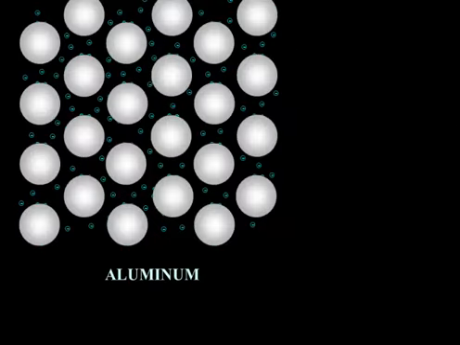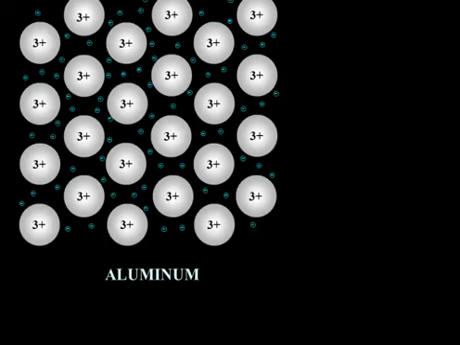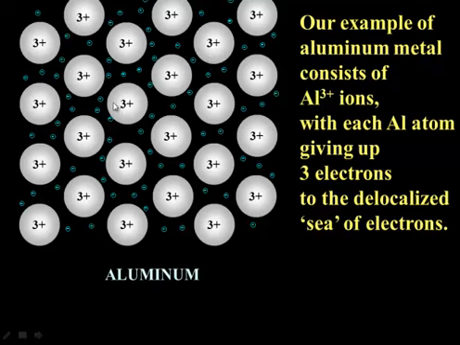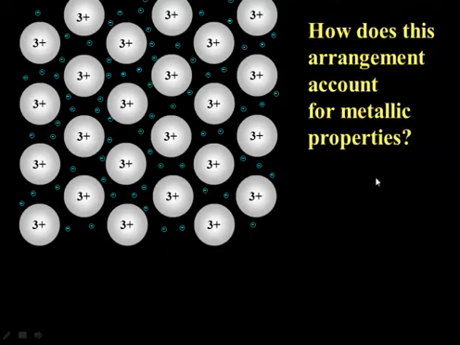Now we can start changing the model as indicated in the previous slide. The aluminum 3 plus cation will be surrounded by the free-moving valence electrons, a delocalized sea of electrons. So the model for metals is positively charged metallic cations surrounded by a sea of free-moving electrons, sometimes referred to as delocalized electrons.